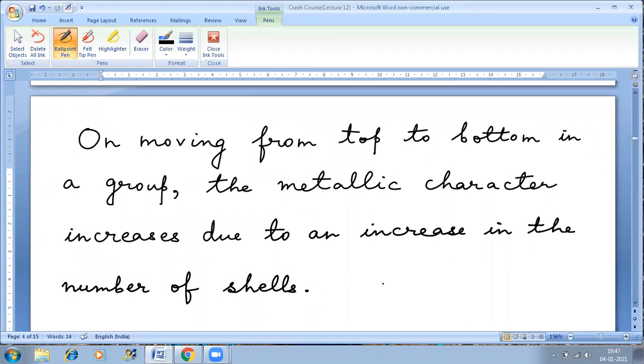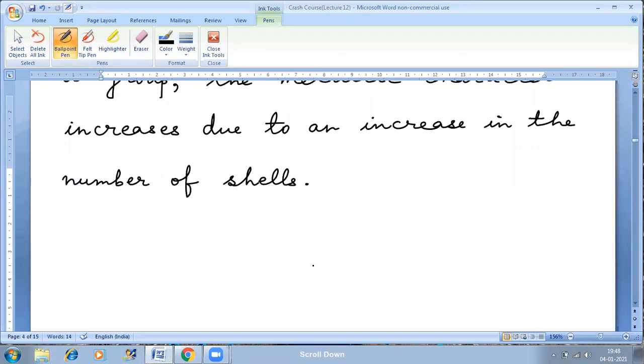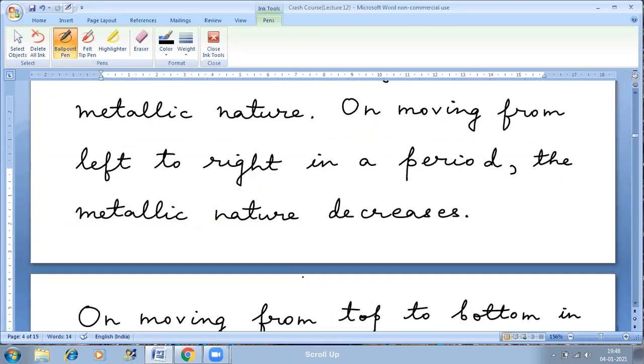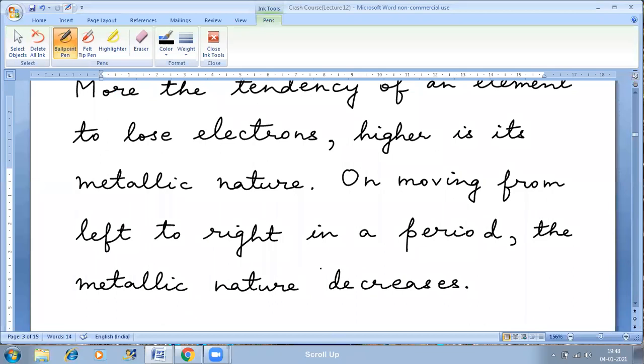So if there is an increase in the number of shells, the valence electron can be easily lost because the nucleus will become further away from the valence electron. If it is very far from the valence electron, it will not be able to exert its force or influence to that extent. So metallic character is decreasing from left to right and it is increasing from top to bottom.